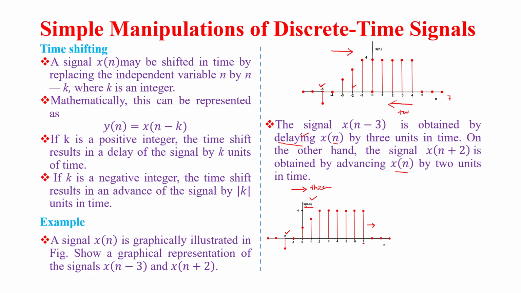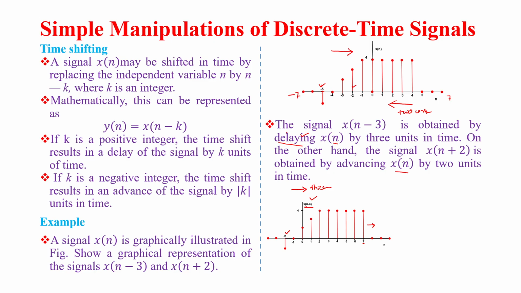By 2 units of time. So this is x of n, and we shift by 2 units of time, so it will start from here. You can shift the signal towards the left by 2 units in time. So it will have 2 over here, then it will be minus 7.